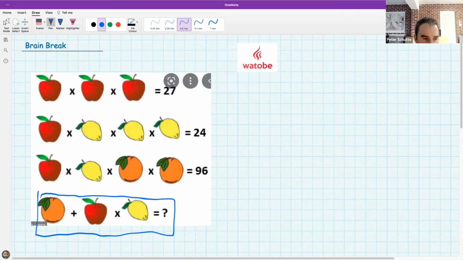So I think 9, the apple is 9. Well, if it was 9 times 9, it would be 81. So how about if you start with 3, so that's 9 times 3 would be 27. Aha, I see in the chat, everyone has said the red apple is 3. Now, what is the lemon going to be?